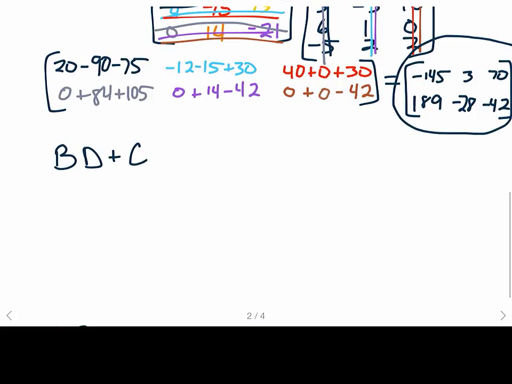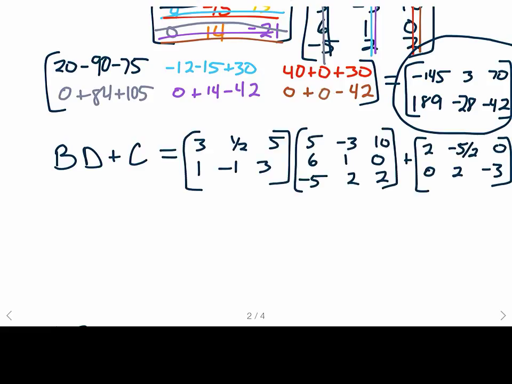Next, if possible, find BD plus C. Well, let's go ahead and write down our matrices. So BD plus C is 3, 1/2, 5, 1, negative 1, 3 times 5, negative 3, 10, 6, 1, 0, negative 5, 2, 2, plus 2, negative 5 halves, 0, 0, 2, negative 3. Some things don't change, and in this case, it's the order of operations. We're to do the multiplication of BD before we add C.